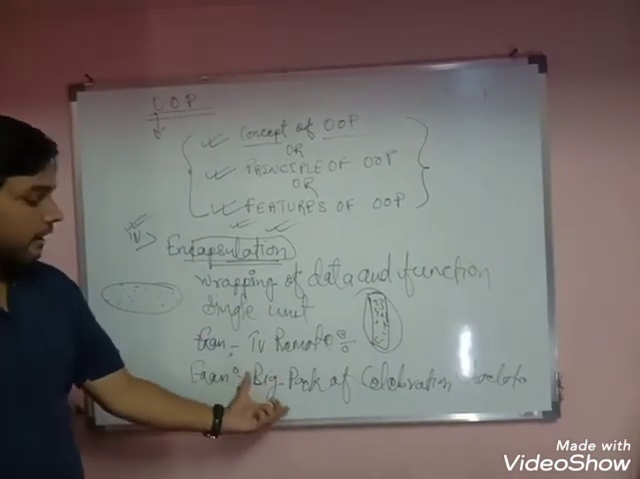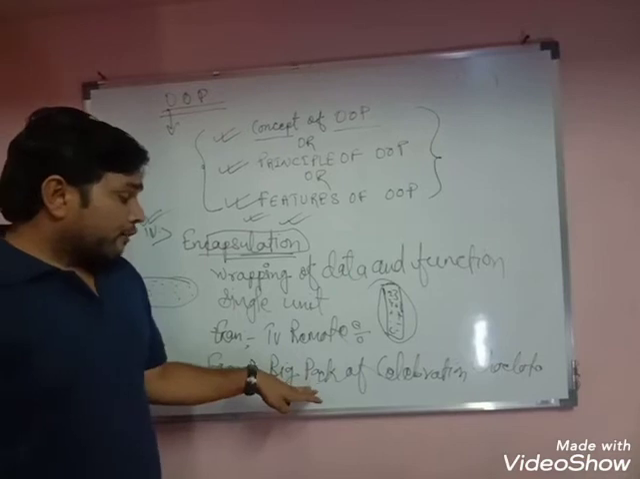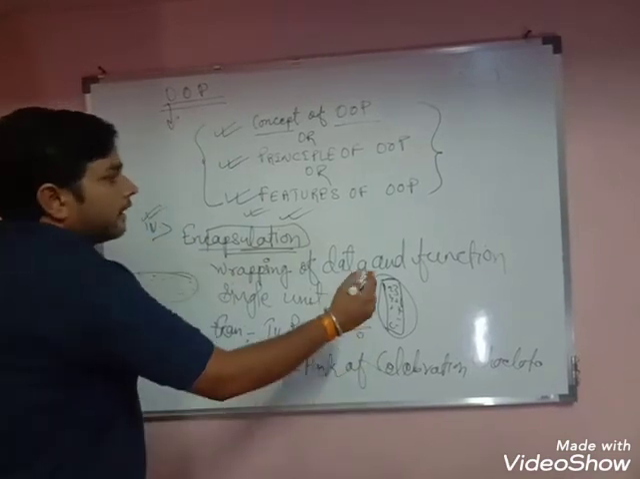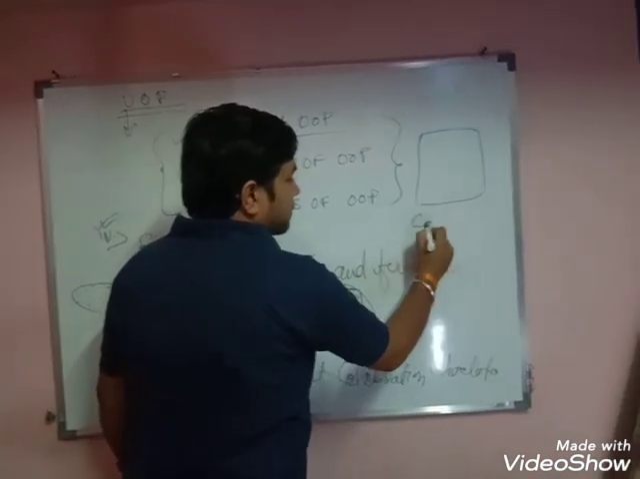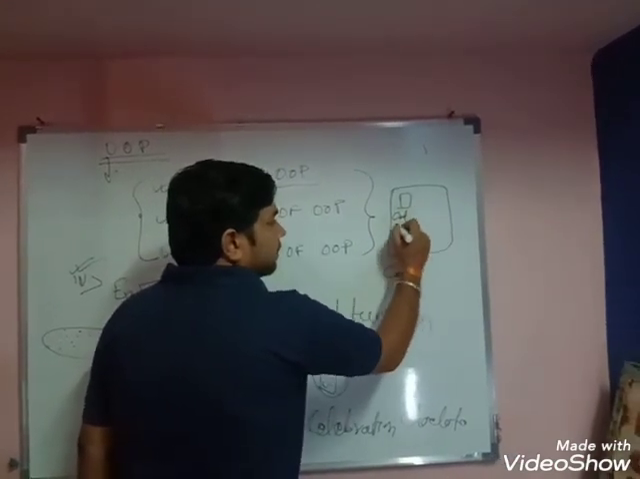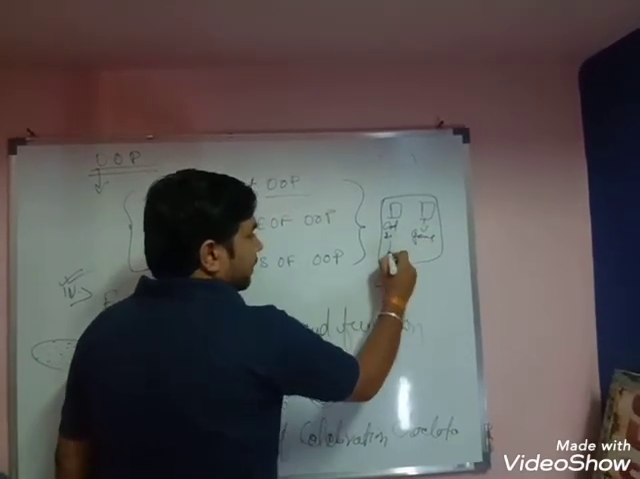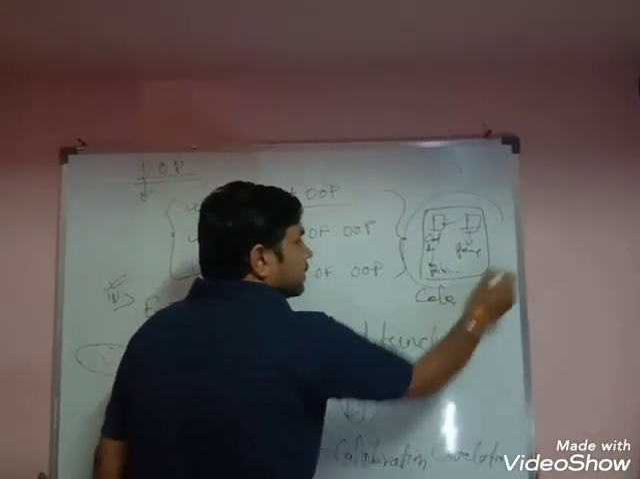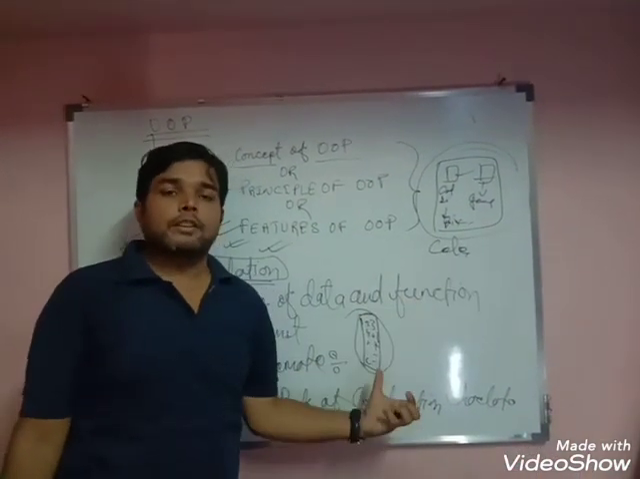The second example is a big pack of Celebration. You have already seen that if you take a big pack of Celebration, there are different types of chocolates inside that pack. Here are the Cadbury Dairy Milk chocolates, here are the Gems, here are the 5 Star. All these chocolates are wrapped inside this pack. So this is called encapsulation: wrapping of data and function into a single unit.